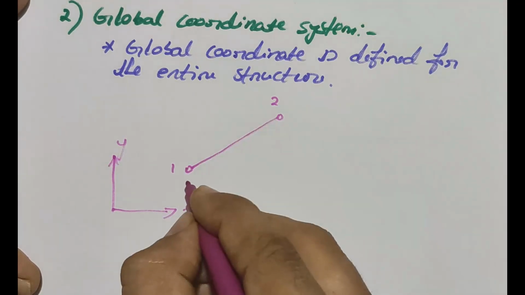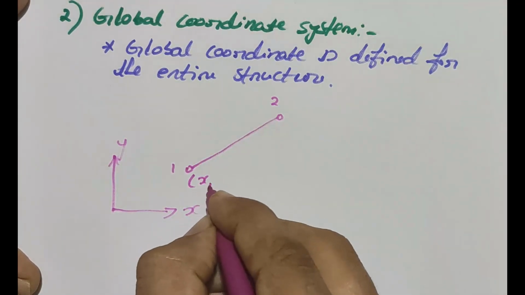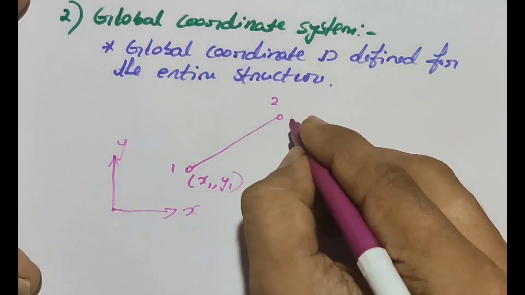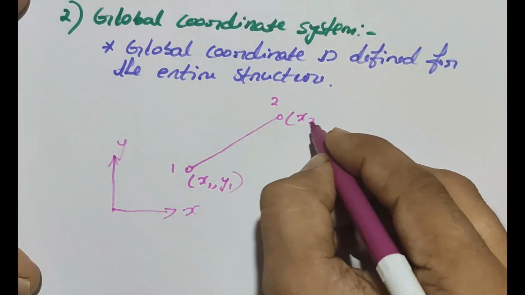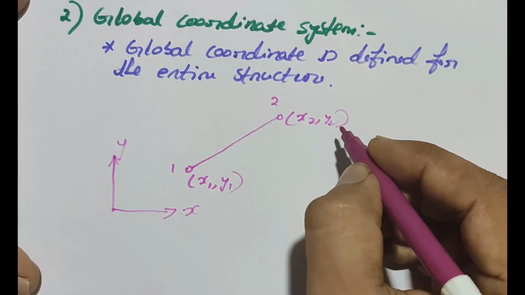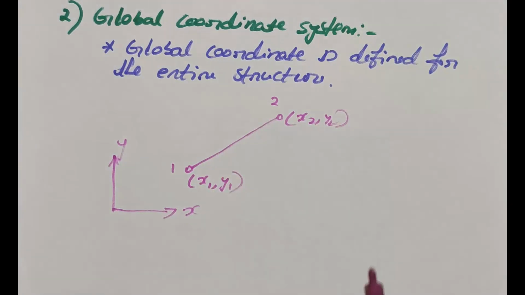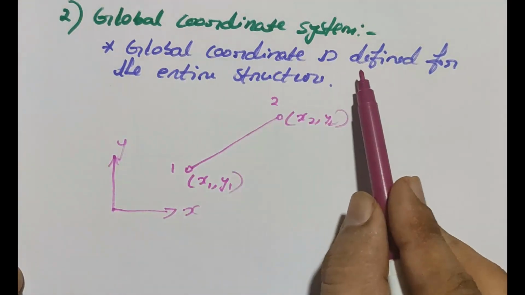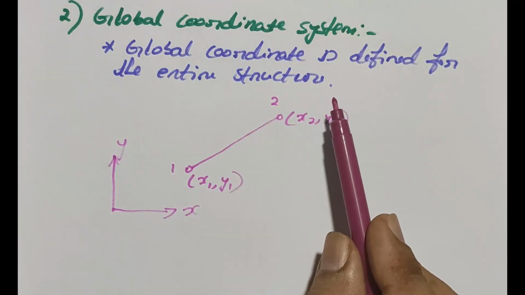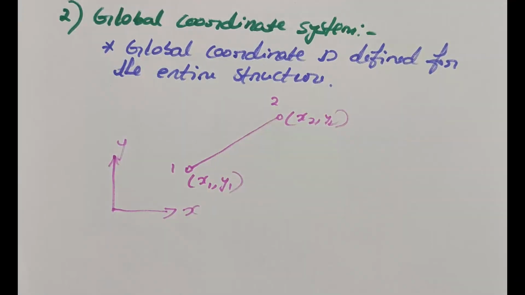Now for node number 1, the coordinate becomes x1, y1 and for node number 2, the coordinate becomes x2, y2, irrespective of the number of element in the structure. Here you have to remember, the global coordinate is defined for the entire structure, not for individual element. Also, it will not change depending on the orientation of the element, it is fixed.